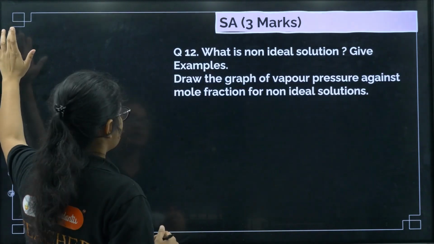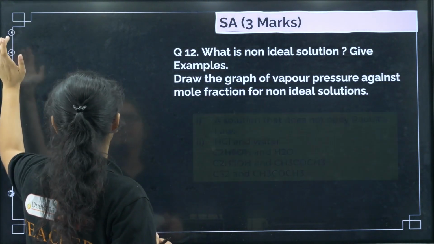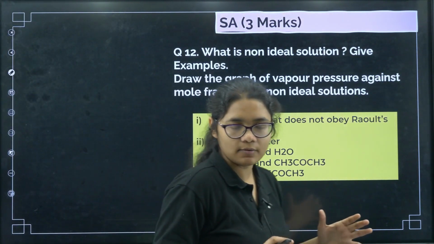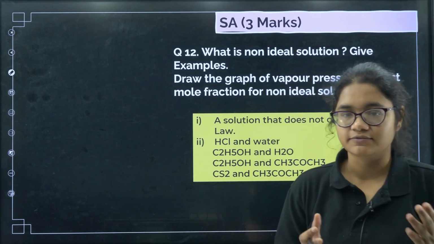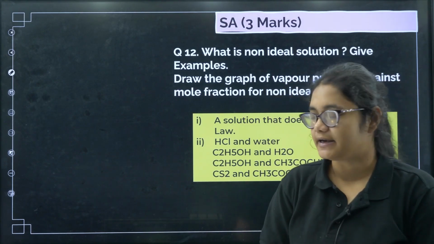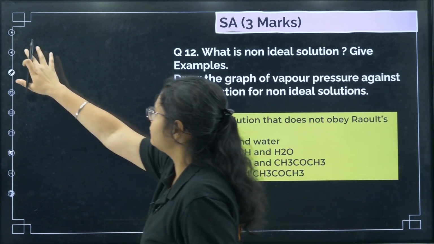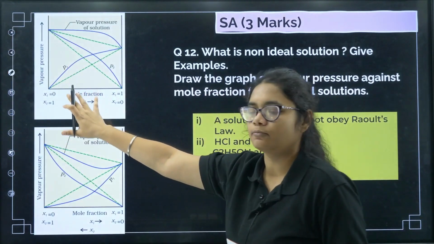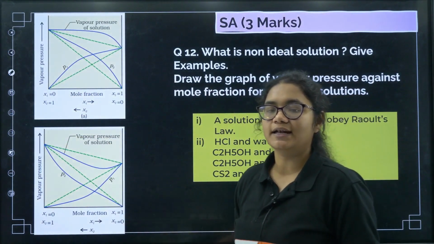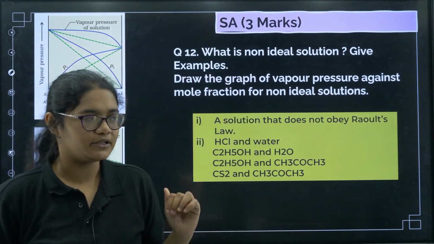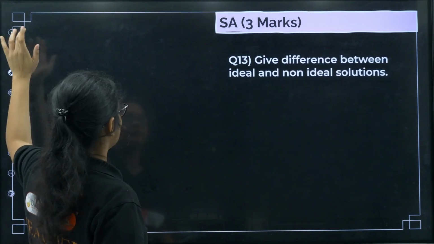Next we will see non-ideal solution example and graph. So it does not obey Raoult's law. A non-ideal solution can have positive and negative deviation. We'll do that question later. So here are some examples of non-ideal solutions, and if I show you the graph, you have to draw both the positive deviation and negative deviation graphs. Okay, so please watch this graph properly and do it.